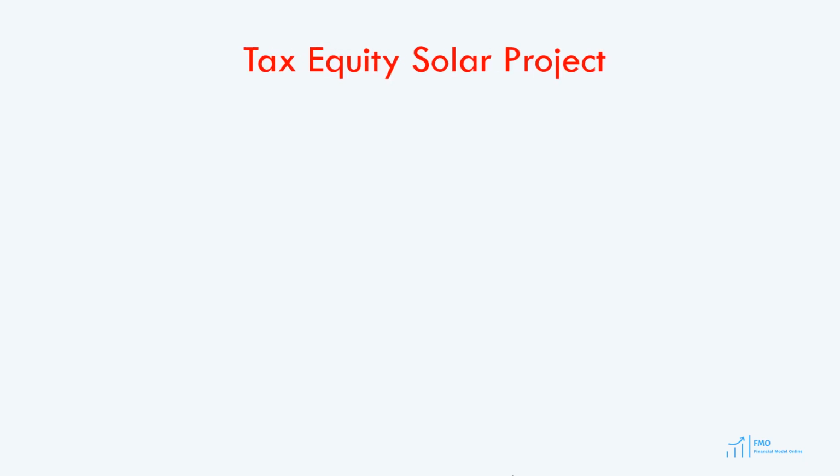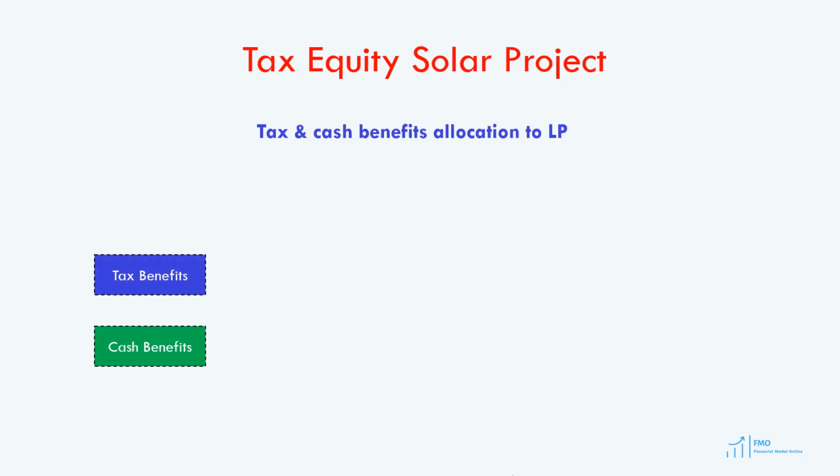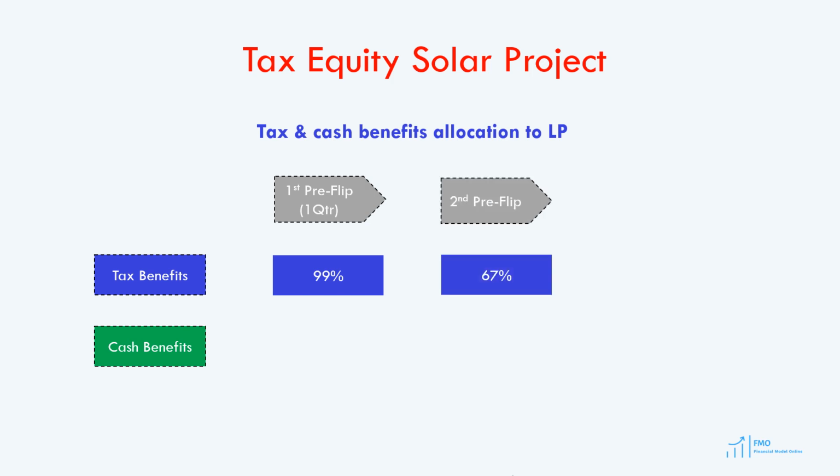Let's now take a look at the cash and tax benefits allocation for the solar projects. In solar projects, we typically have two pre-flip periods. The first pre-flip period is the first generation quarter. This is when the solar project can claim the investment tax credit. Usually, in the first pre-flip period, we allocate 99% of the tax benefits to the tax equity partner. In the second pre-flip period, we allocate 67% of the tax benefits to the LP. And, similar to the allocation for the wind project, the tax benefit allocation drops to 5% in the post-flip period.